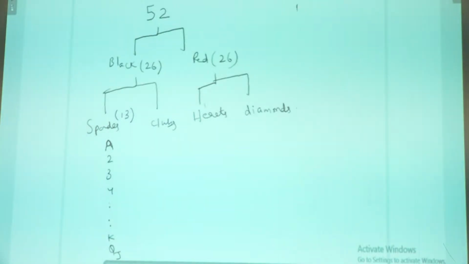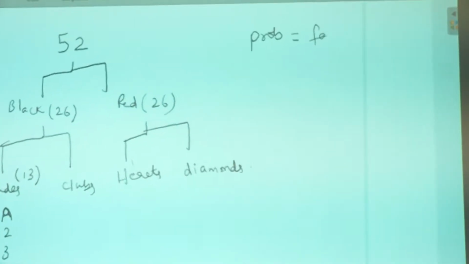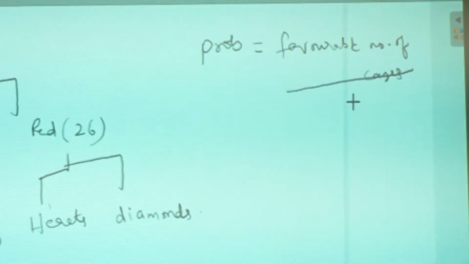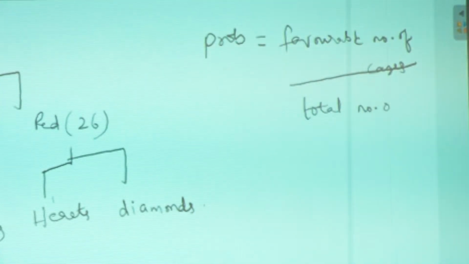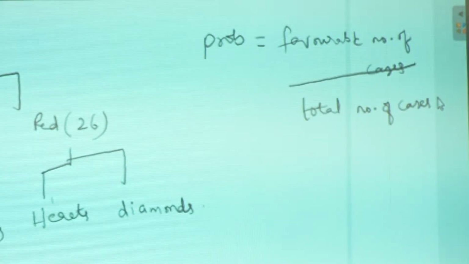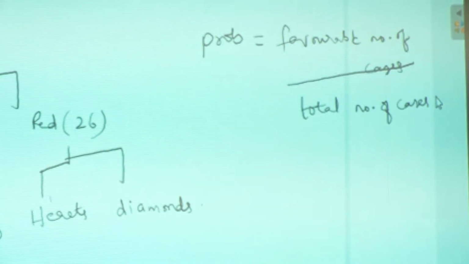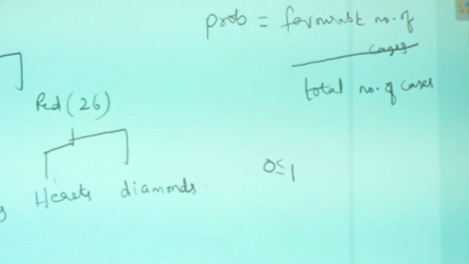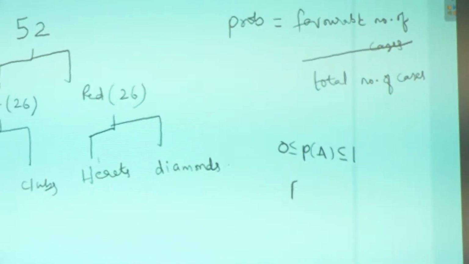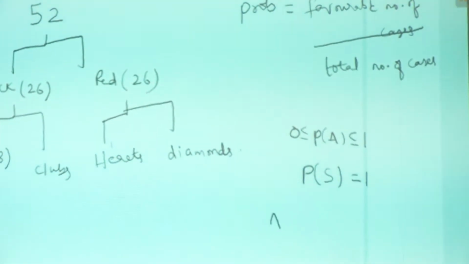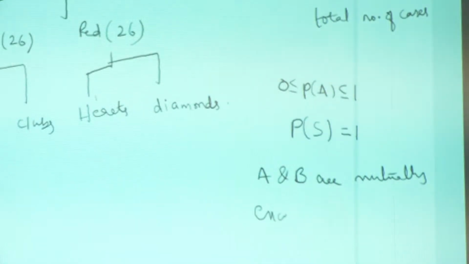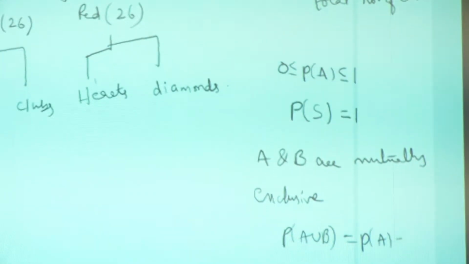Okay, so I'll write here probability also. Probability is given by favorable number of cases by total number of cases. Then we'll also write the axioms. 0 less than or equal to P of A less than or equal to 1. Then P of S is equal to 1. Then if A and B are mutually exclusive, P of A union B is equal to P of A plus P of B.